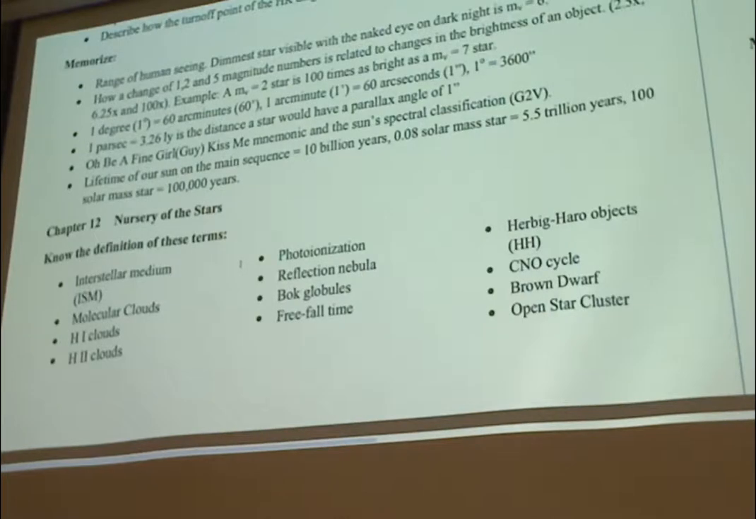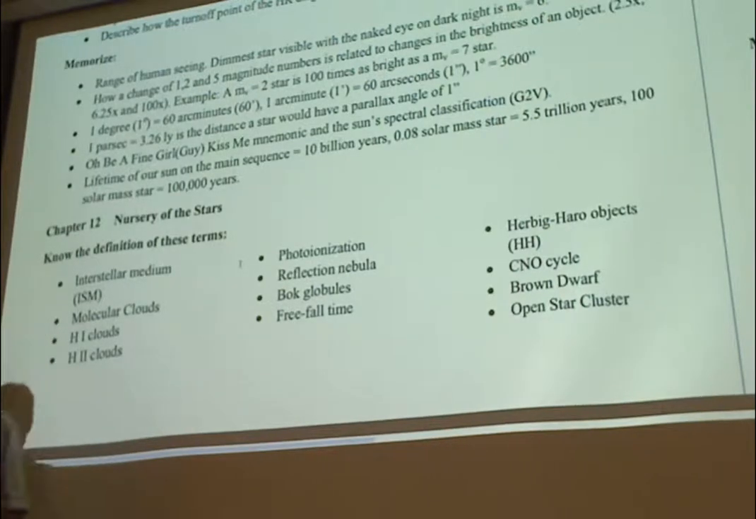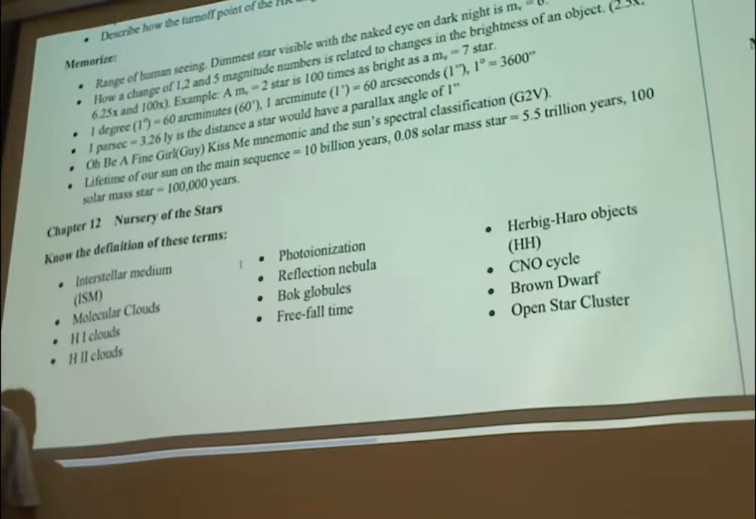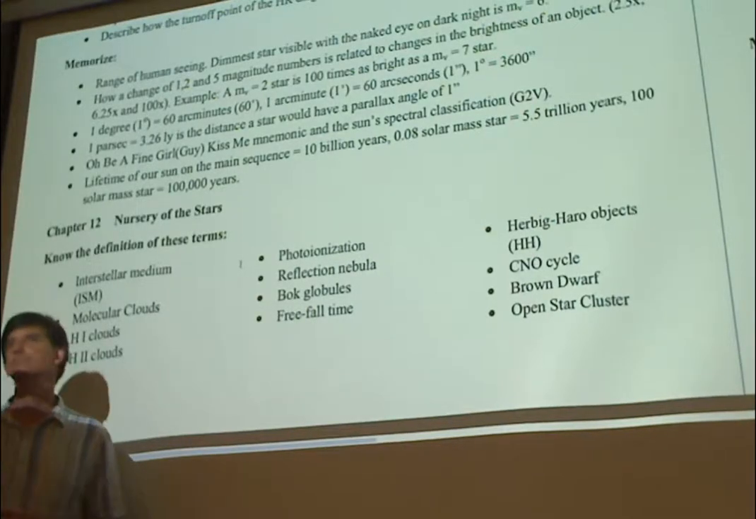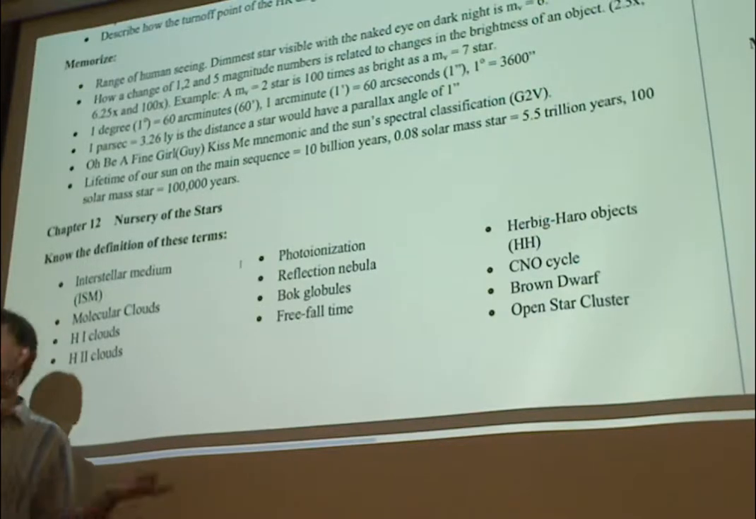And then when you talk about magnitude numbers, when they change, you're supposed to be able to compare two stars or objects by looking at the magnitude number. But if you change by just one number, what factor does the brightness change by? 2.5, right? Which one's brighter, a 7 or a 6? A 6 is brighter than a 7. Okay, how much brighter is 6 than a 7? 2.5 times as bright.